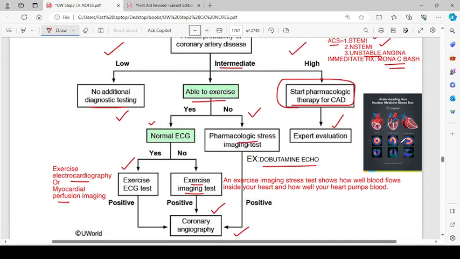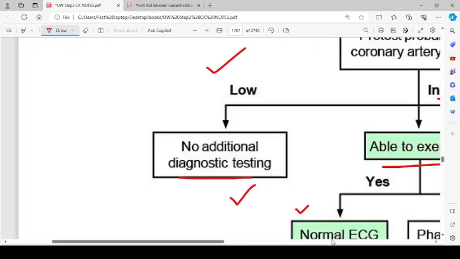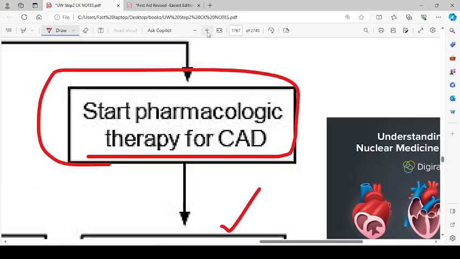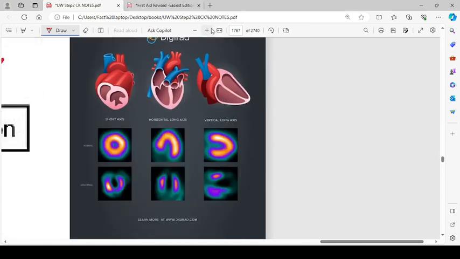And here they are trying to tell us something which I don't think we would be able to read because it is so small. So they're saying understanding your nuclear medicine stress test. Okay, let's zoom in here more. I think we have reached the maximum limit of our zooming in capabilities. So this is short axis: they are saying this is normal and this is abnormal. Horizontal long axis: this is normal, this is abnormal. And vertical long axis: this is normal, this is abnormal.